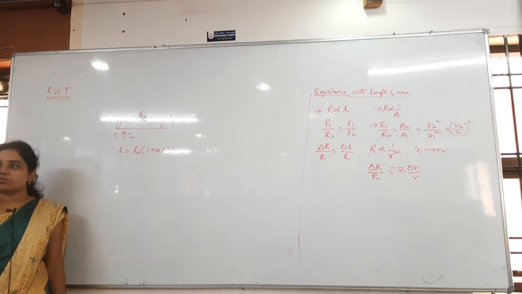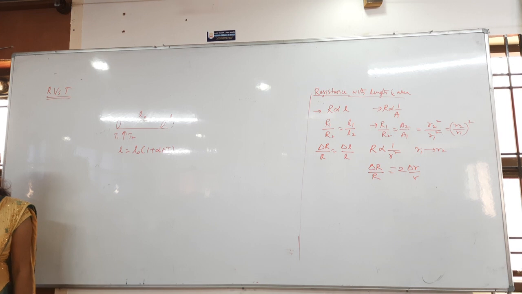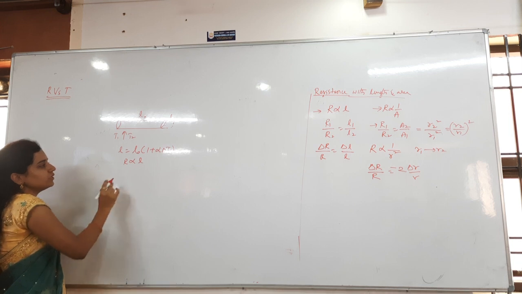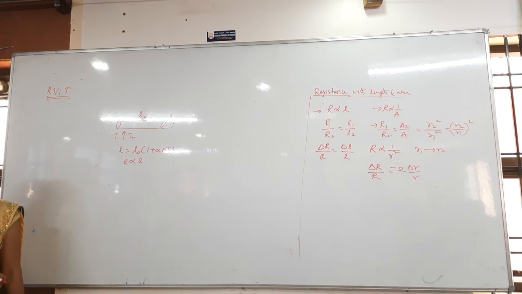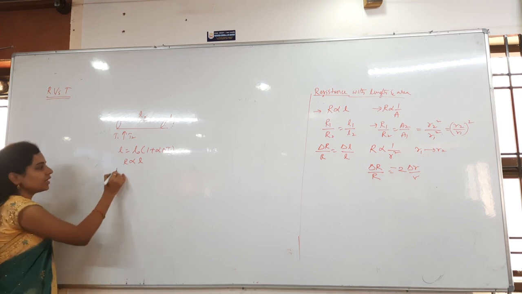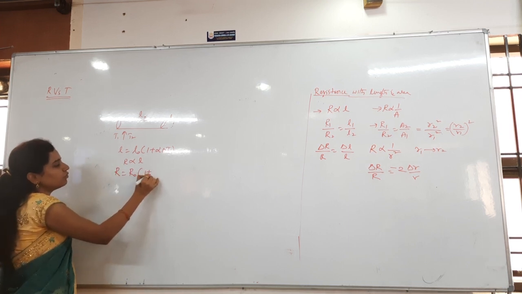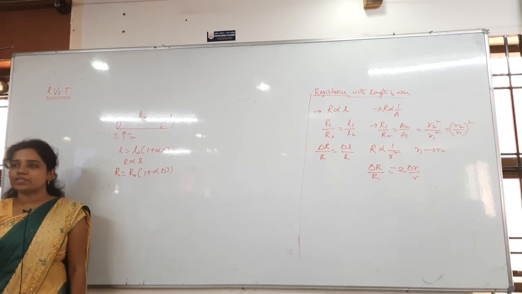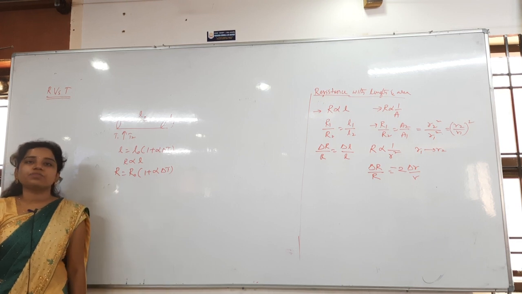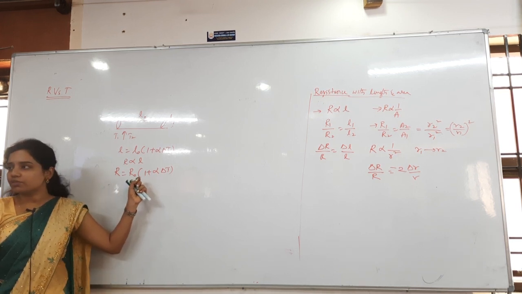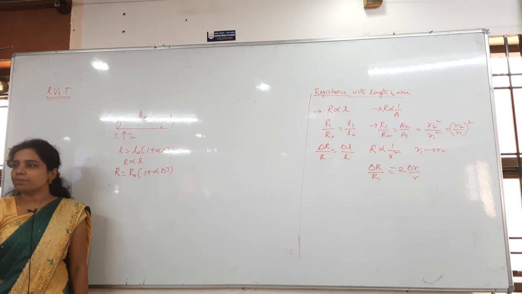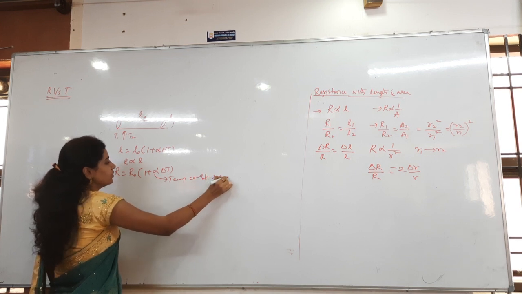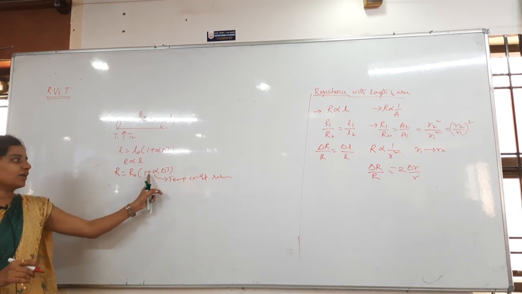We already know the relation between resistance and length. What is that? R is directly proportional to L. So wherever L is there, I can write R, because both are directly proportional to each other. Then R is equal to what can I write? R0 into 1 plus alpha delta T. There alpha is known as the coefficient of linear expansion. Here this one is known as the temperature coefficient of resistivity. So R is equal to R naught into 1 plus alpha delta T.